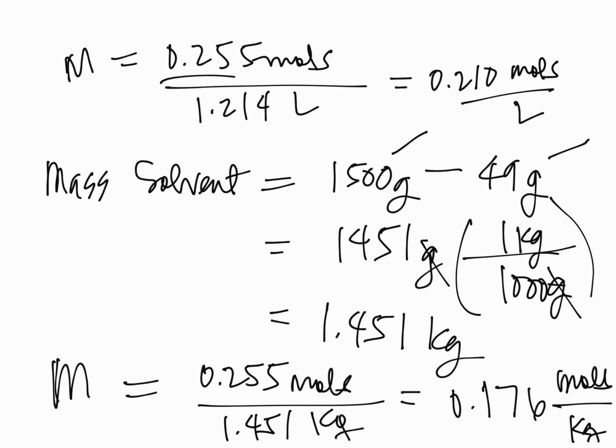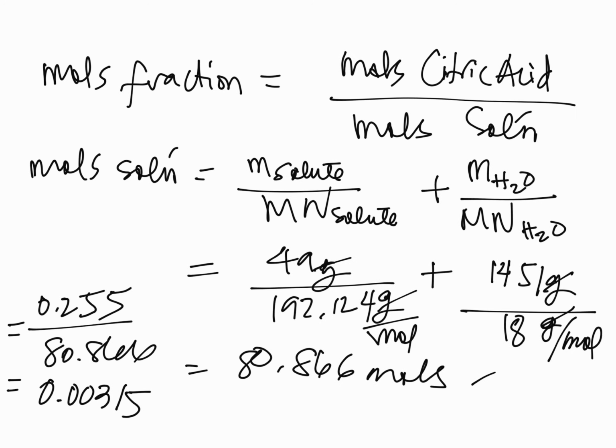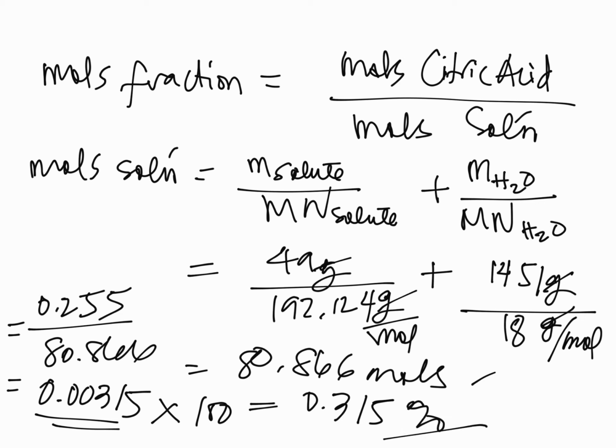And the next question here is what will be the percent by mole of citric acid? You're just going to multiply the mole fraction by 100. So that will be the percent mole of the citric acid, which is 0.315%. Okay, so that will be the second example. Thank you.